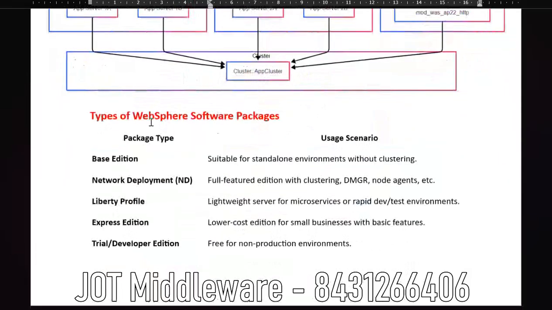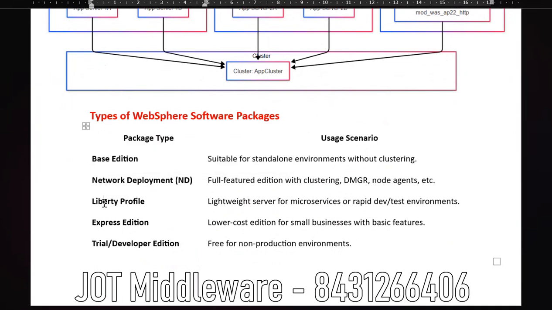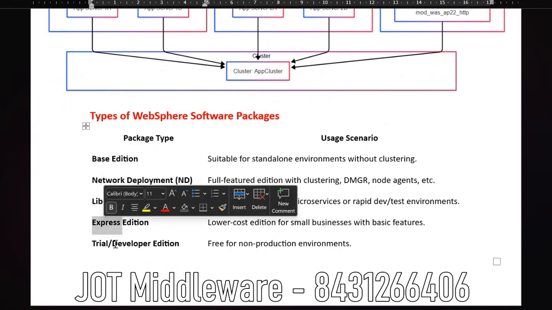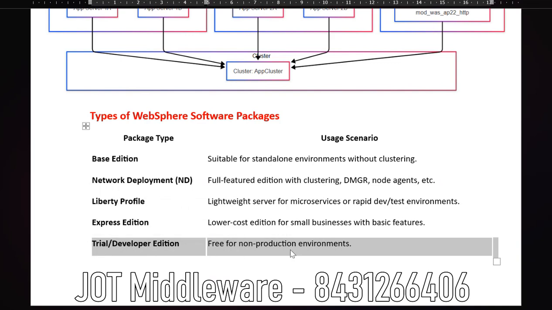And coming to the types of WebSphere software packages. So there are different packages. One is base, network deployment, Liberty Profile, Express Edition, and Developer Edition. So IBM provides only Developer Edition as a trial version only for developers.